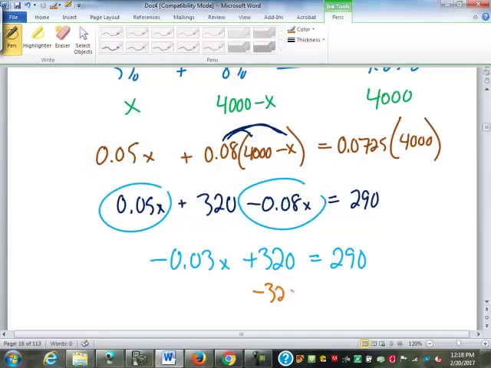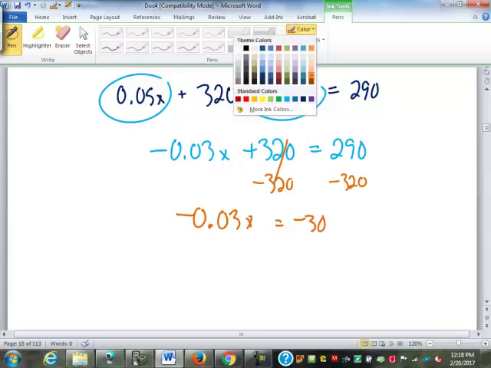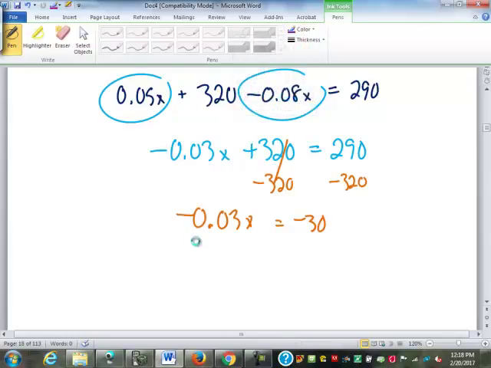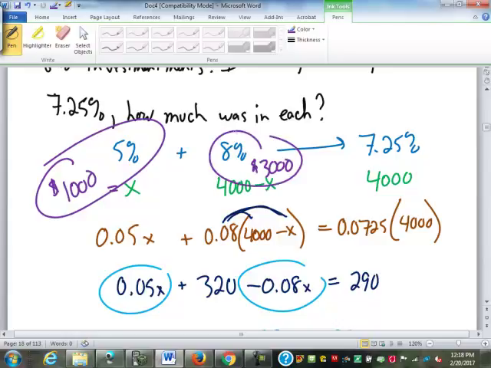We're going to subtract 320. So negative 0.03x equals negative 30, and we divide by negative 0.03, which makes x $1,000. So again, back up here, 5% then was $1,000 invested. 4,000 minus 1,000 would be $3,000 invested at 8%.